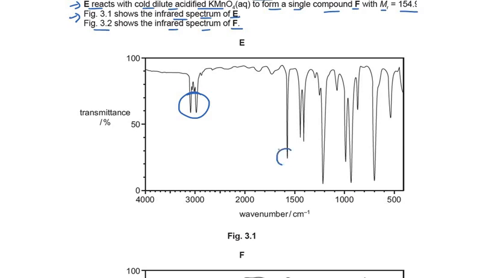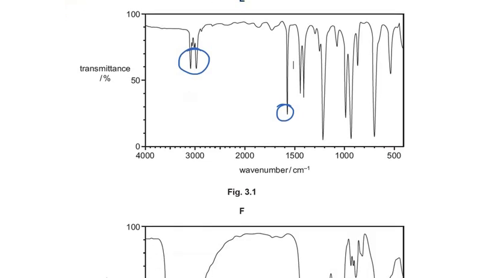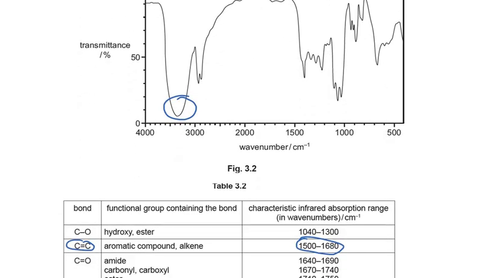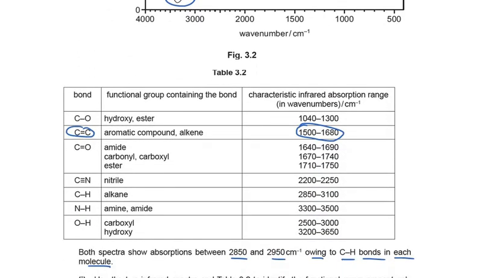Yes, we have one peak here which is in this range. That shows that E should be having an alkene group, and as I have guessed, E changes to diol, so the F should be having an alcohol group, that is the OH group. Now if we have a look at the spectrum again and the table, the OH group should have a hydroxyl group.